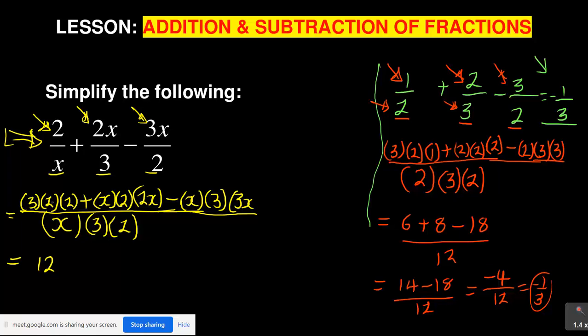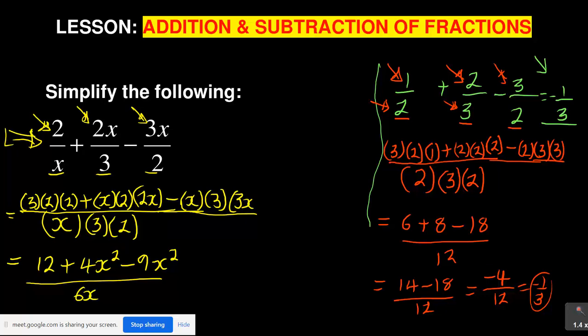Okay. So 3 times 2 is 6, 6 times 2 is 12, plus then x times 2, which is 2x, 2 times 2, I think it's 4x squared. Then after that, I've got 3 times 3, which is 9x squared. Am I right? Yes. All over. Now you can multiply the bottom now, which is 3 times 2, which is 6x.